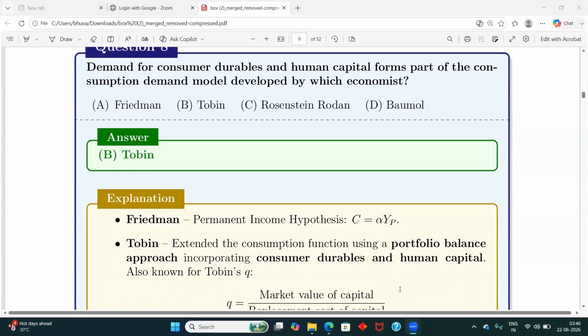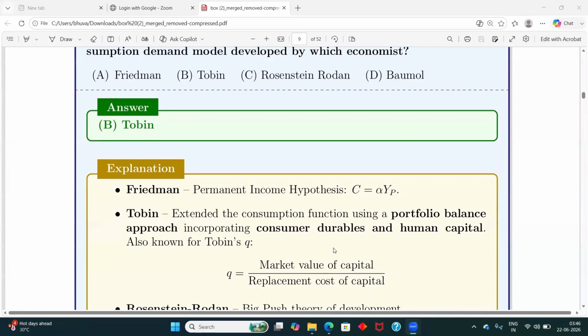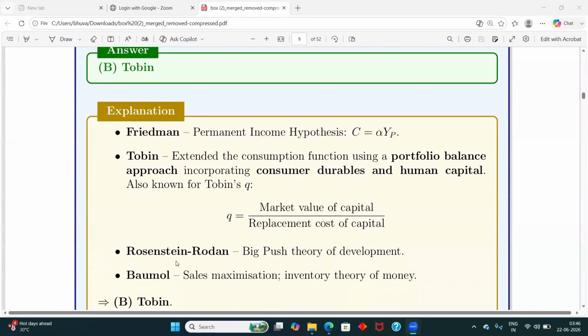Tobin extended the consumption function using a portfolio balance approach, incorporating consumer durables and human capital. He is also known for Tobin's Q theory. Tobin's Q is equal to the market value of capital divided by the replacement cost of capital. Rosenstein-Rodan gave the big push theory of development economics. Baumol gave the theories of sales maximization and the inventory theory of money. So the correct option is B.